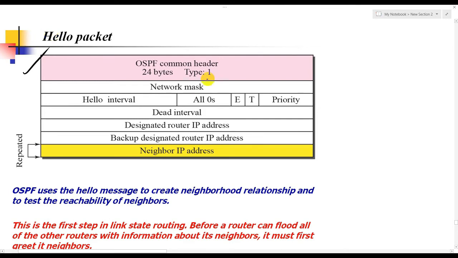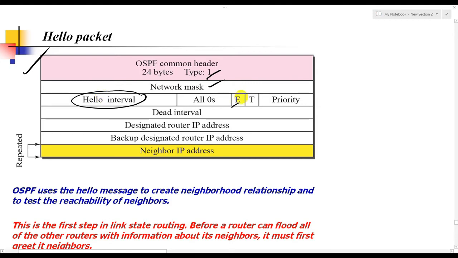Type is 1, hello. Network mask tells to which network this router belongs. Hello interval gives a value: after this much interval, I will send you a hello message to check whether you are alive or not. For example, after 20 minutes I will say hello to you, just to check your status, whether you are up or down.